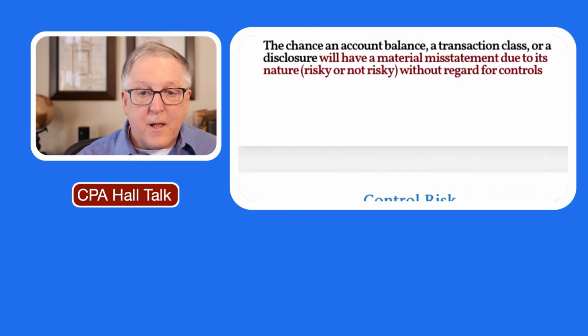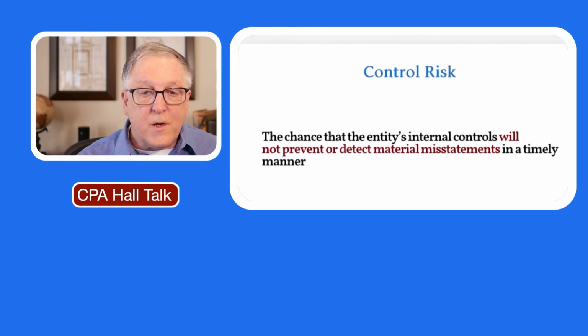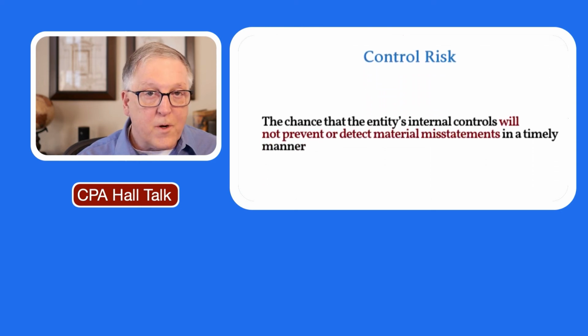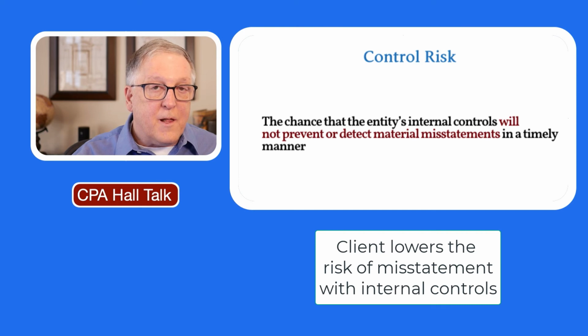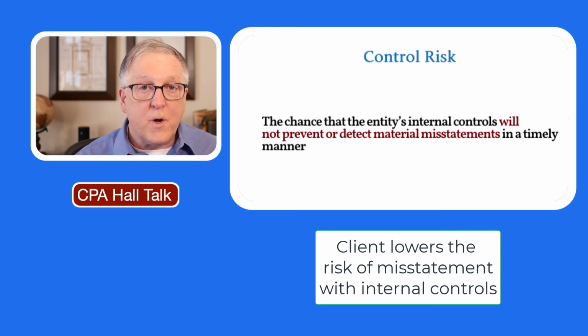Now, the second element in the audit risk model is control risk. So now we come to this element and we ask, will the client's controls detect or prevent material misstatement? Hopefully, as the client's inherent risk goes higher, they're creating internal controls to detect and prevent material misstatement. They're bringing down their own risk.